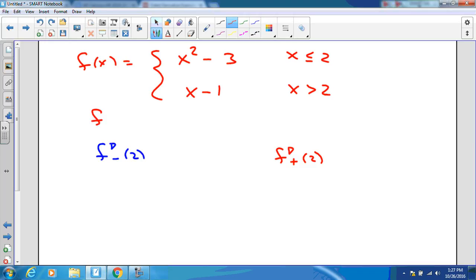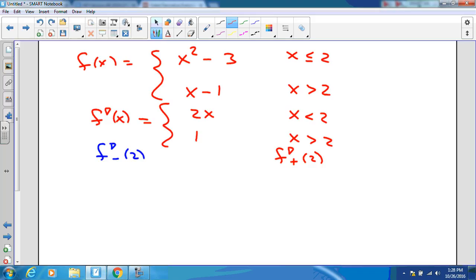Now I want to observe that this question is interesting because f of x is a piecewise defined function. And if I were to take the derivative of f, then for each of the interiors of the domains, I'm looking at simply a polynomial in the first case, a quadratic polynomial, and I'm looking at a linear function in the second case. And this applies for x's that are less than 2 and for x's that are greater than 2.